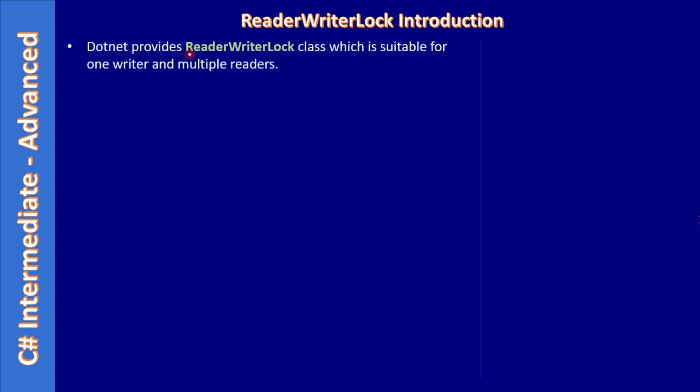.NET provides the ReaderWriterLock class, which is suitable for one writer and multiple readers. So here we are talking about a shared resource. When there is a shared resource that can be shared between multiple threads, in those multiple threads there will be some readers as well as writers. So this ReaderWriterLock is suitable for the one writer and multiple reader situation.